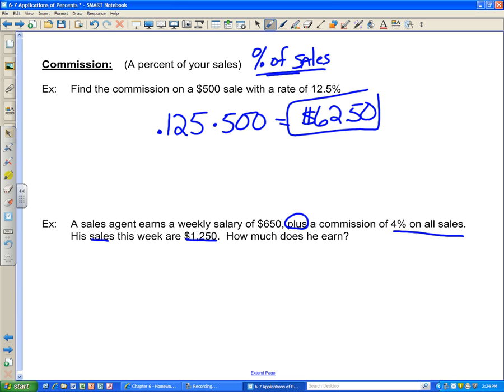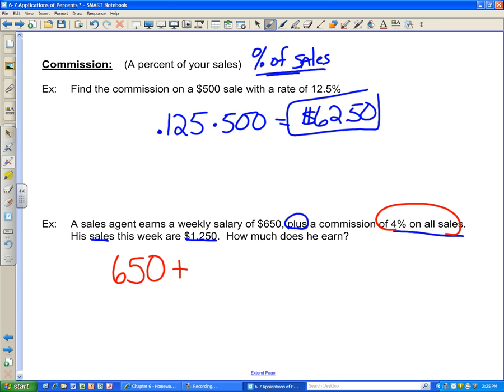Okay. Well, this sales agent earns a weekly salary no matter what. So automatically, he's getting $650 right off the bat. So even if he doesn't sell anything, he's definitely going to earn $650, which is the type of job that would be great, where you're earning a salary and then you're getting kind of bonused on things that you do extra. So this sales agent earns $650 plus 4% on his sales.